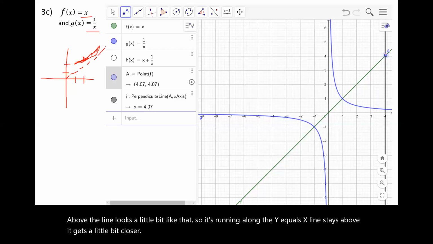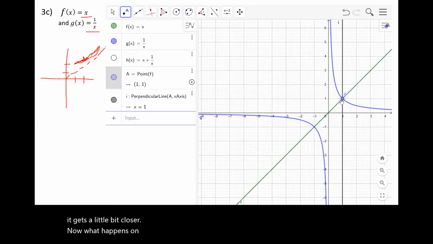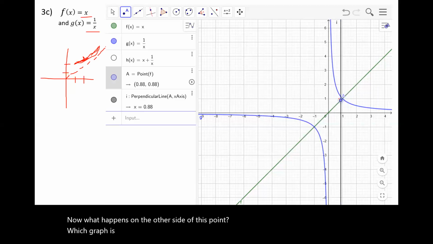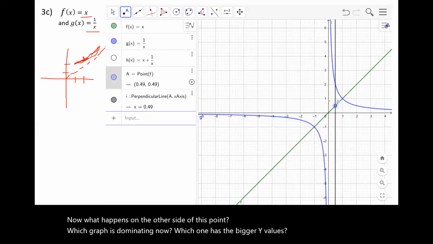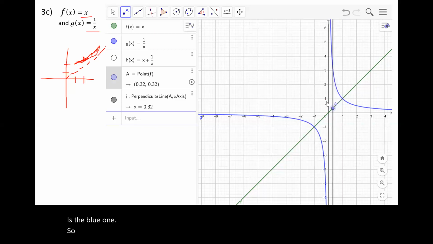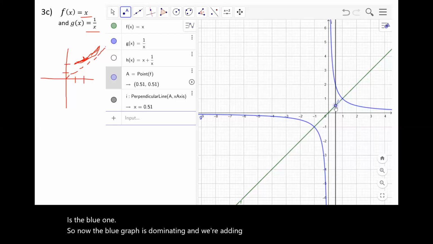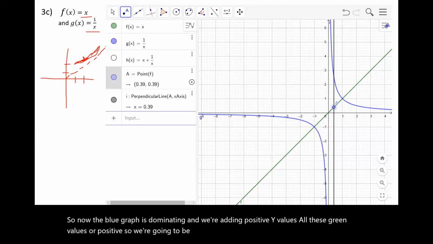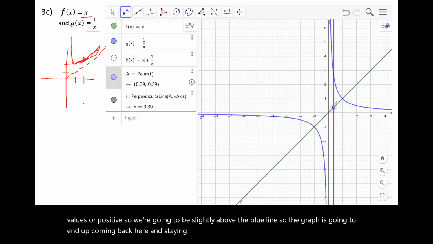Now what happens on the other side of this point? Which graph is dominating now? Which one has the bigger y values? It's the blue one. So now the blue graph is dominating, and we're adding positive y values. All these green values are positive, so we're going to be slightly above the blue line. So the graph is going to end up coming back here and staying slightly above the blue line.